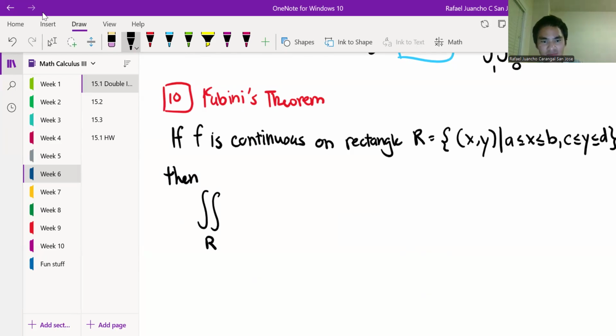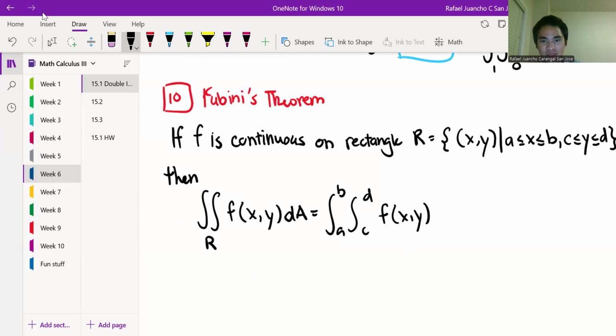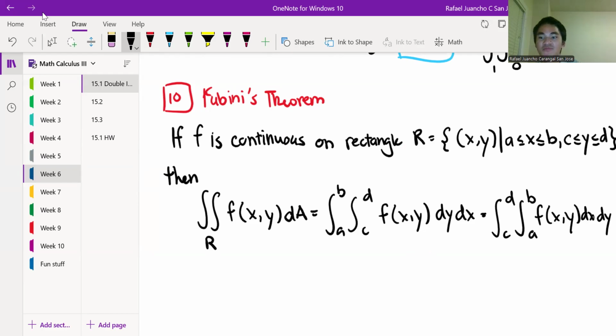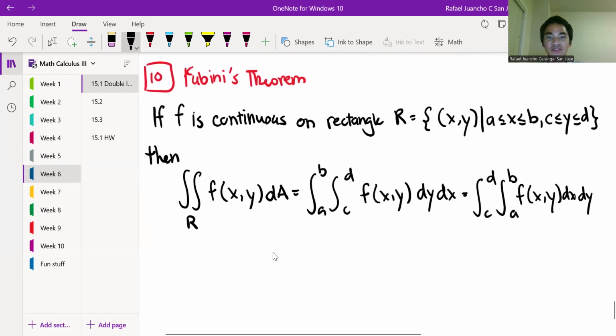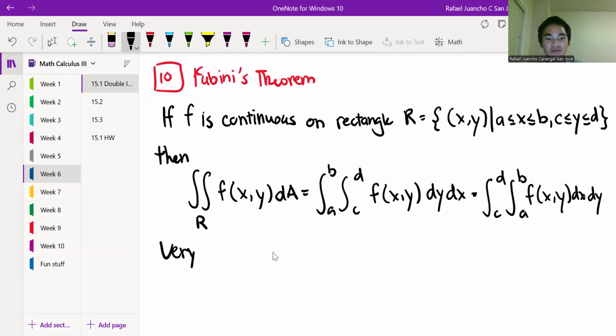the double integral of my function with respect to its change in area is actually just the double integral of my function with respect to y first and then x, which is actually just the same thing if I switch these rows. But then I have to integrate it with respect to x first and then with respect to y. So this is Fubini's theorem, and it's very similar to Clairaut's theorem on partial derivatives.